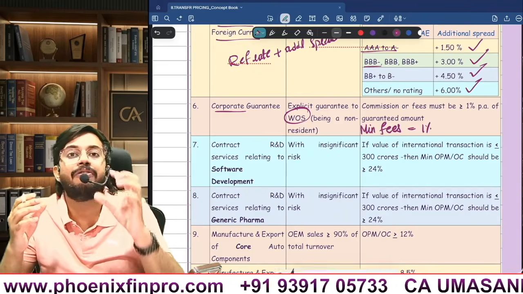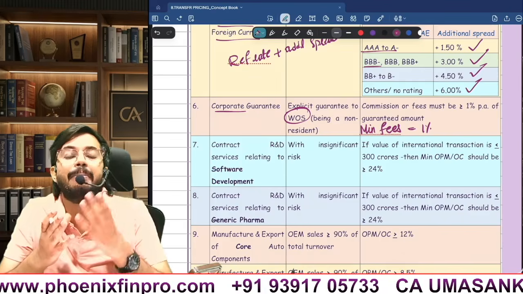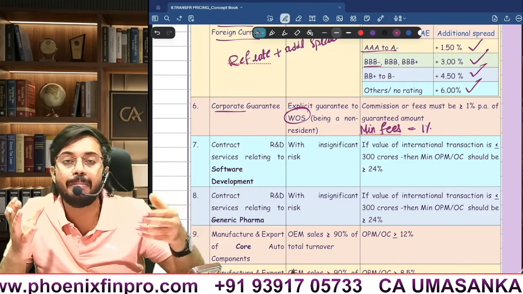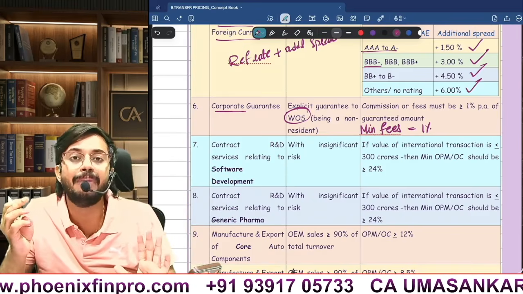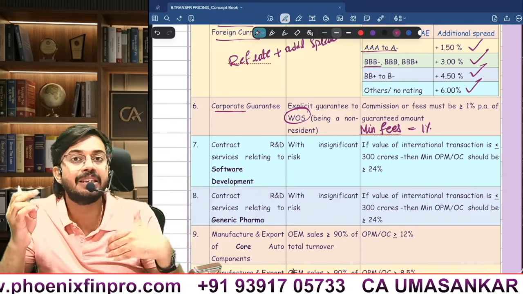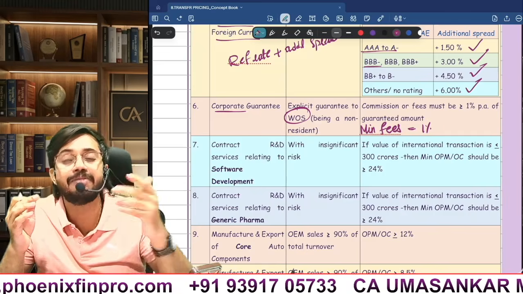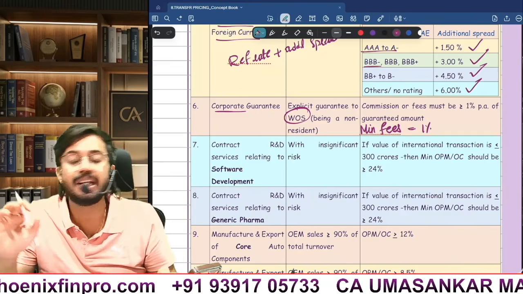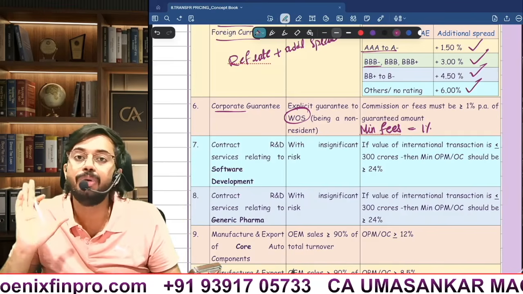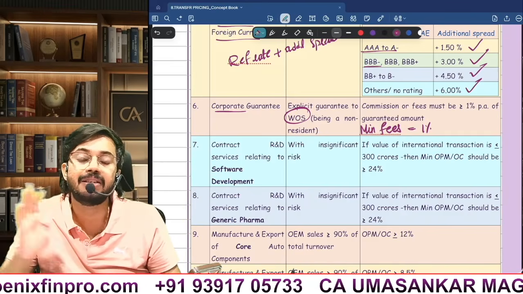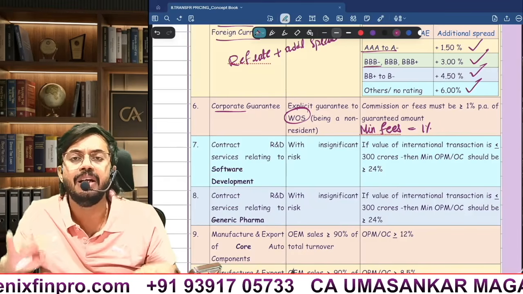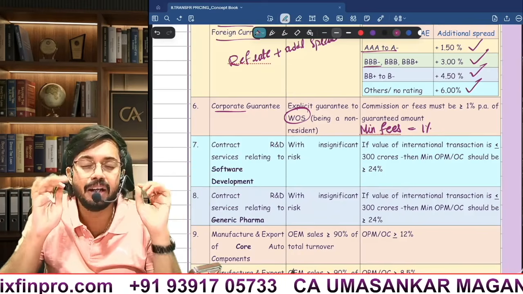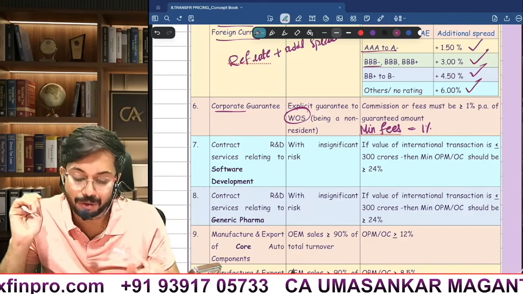Minimum 1% of the guarantee amount. Whatever the amount of loan for which the Indian company is giving guarantee, out of that amount, at least 1% fee should be taken. If 1% fee is taken, that fee will be treated as arm's length price. If you charge a fee less than 1%, then the department will come and calculate the arm's length price. Safe harbor rules are not applicable. This is also easy to remember: corporate guarantee, safe harbor is 1% of the guarantee amount.